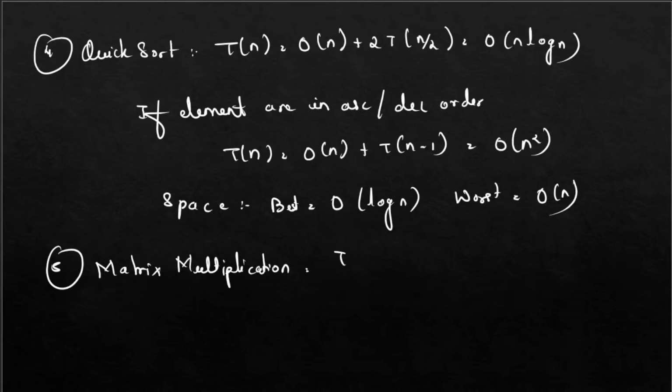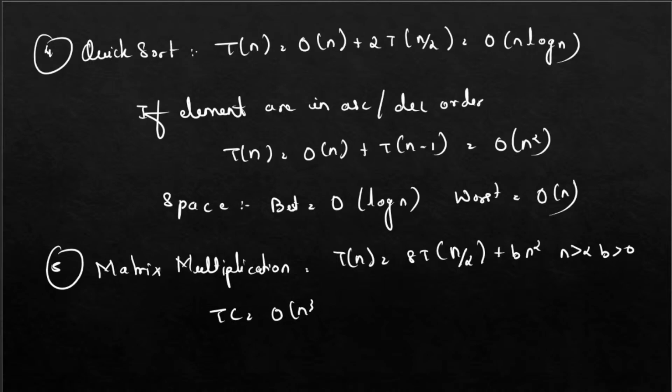Matrix multiplication is T(n) = 8T(n/2) + bn², where n is greater than 2 and b is greater than 0. Then the time complexity is big O of n cubed and the space complexity is big O of log n. Alright. And by Strassen's method, this is a little bit improved.